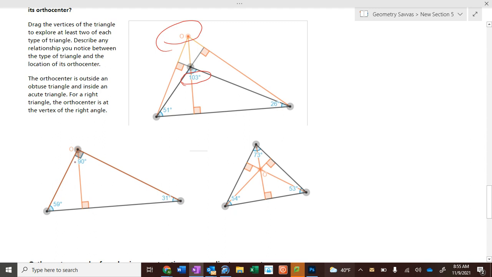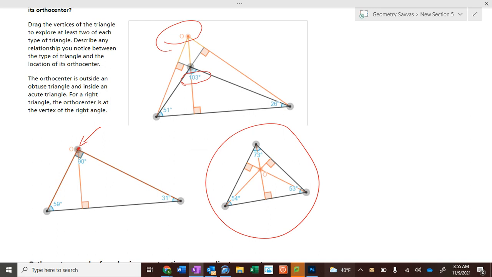Here's a 90-degree angle, so it's a right triangle. Where's the orthocenter on this one? Not on the hypotenuse, on the right angle. It's right on the right angle. Where the three altitudes meet will be right at the right angle on a right triangle. This one is an acute triangle. Where's the orthocenter of an acute triangle?